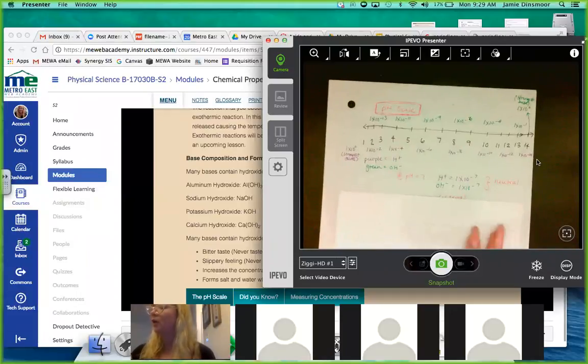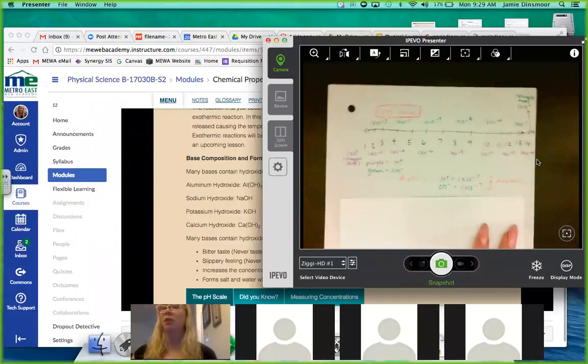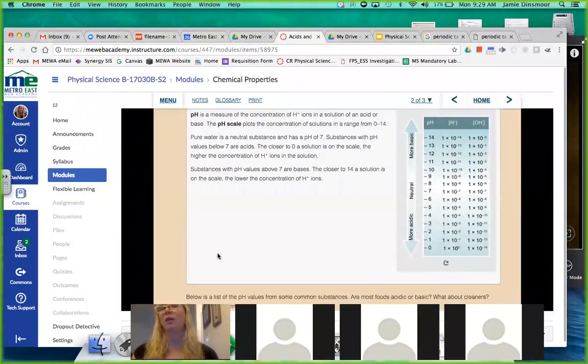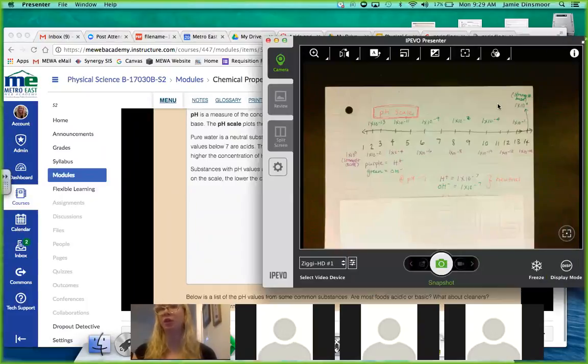Okay. So next they go into the pH scale, right? Most of us are already kind of familiar with what the pH scale is. It's a scale that shows us acids and bases. The weird thing about it is that neutral is in the middle, right? Neutral substances are found in the center of the pH scale rather than on the left or the right.